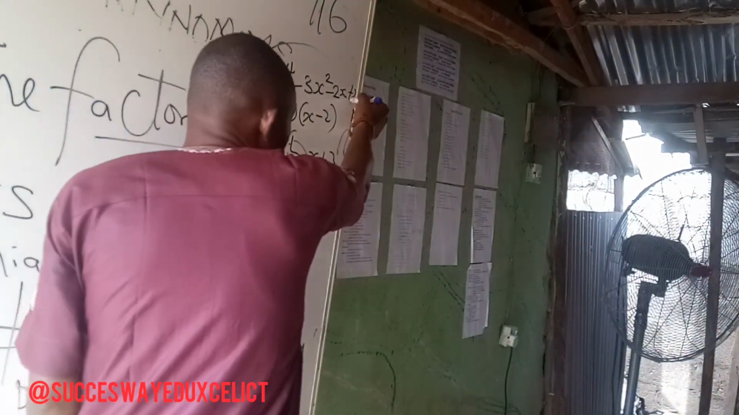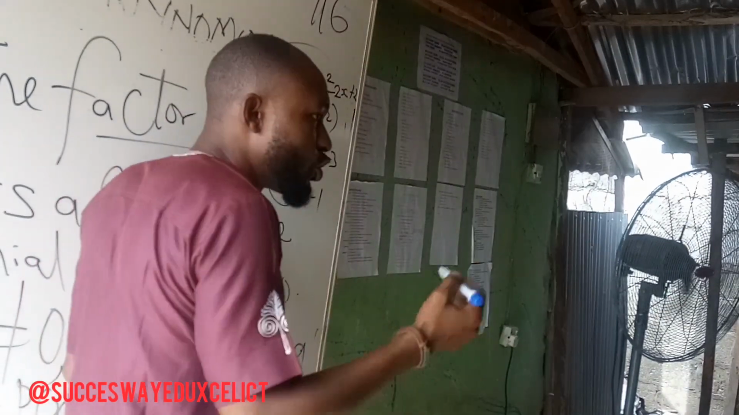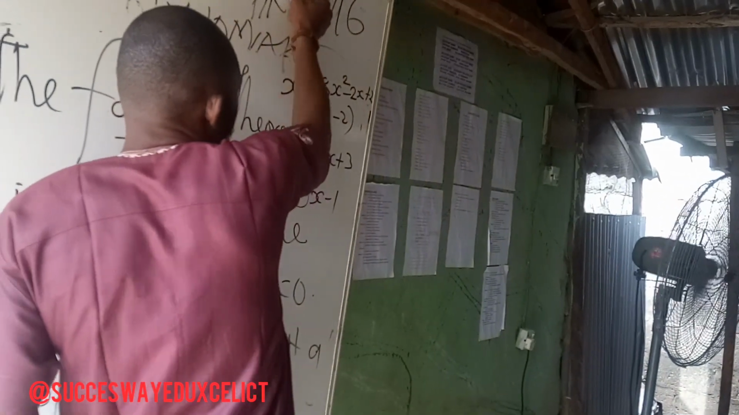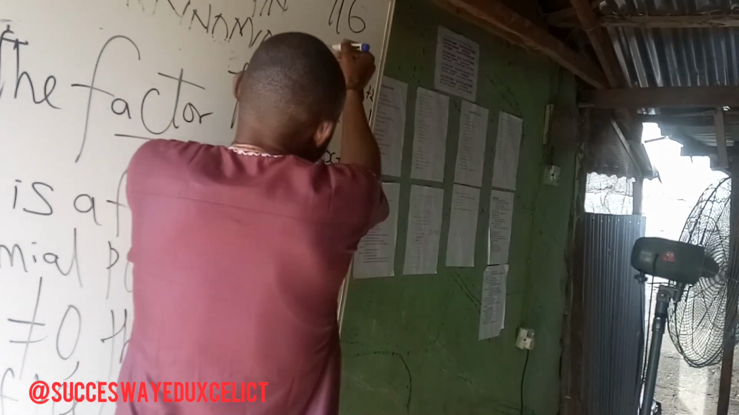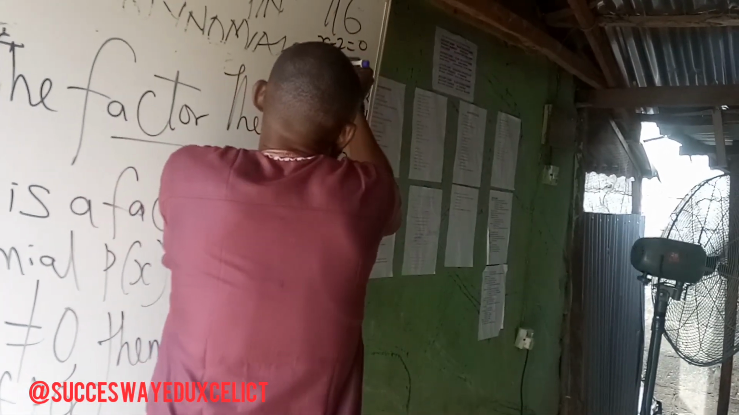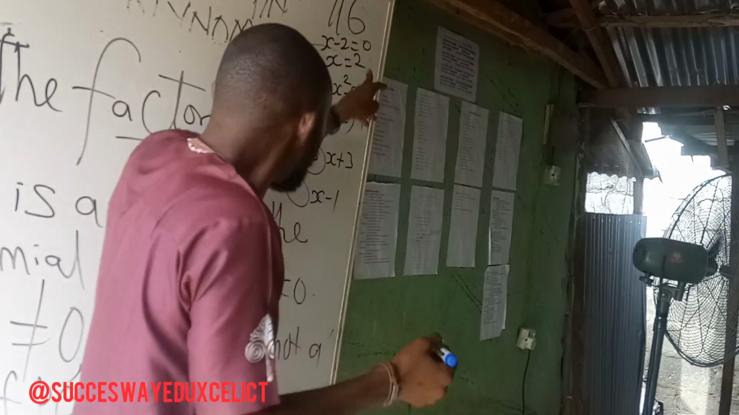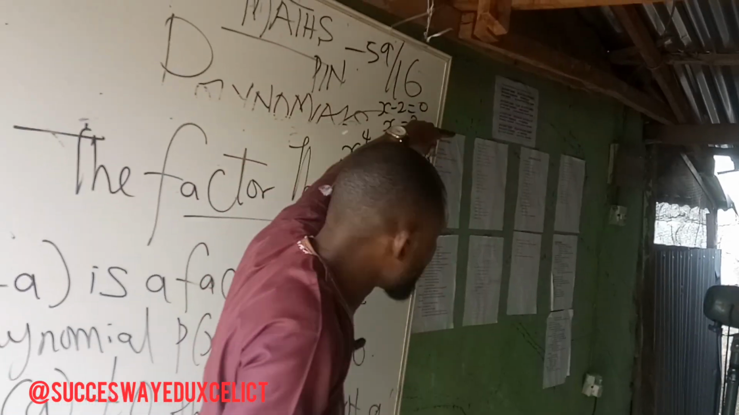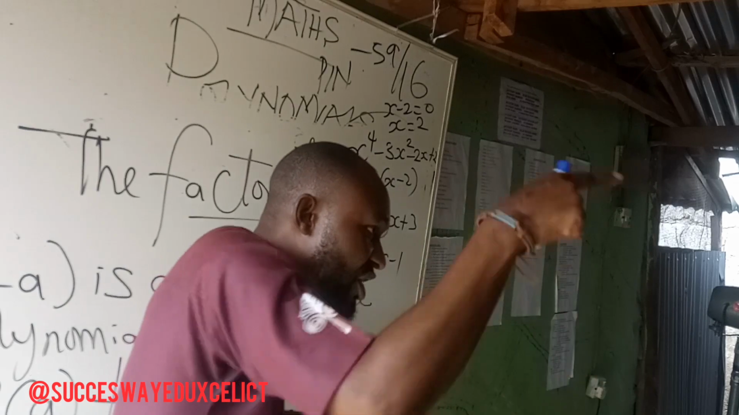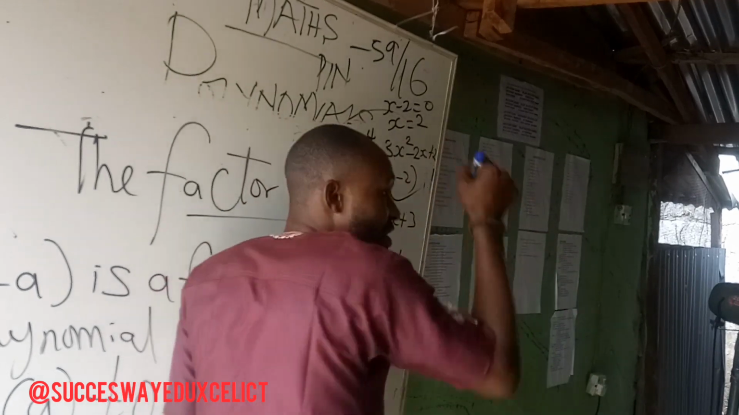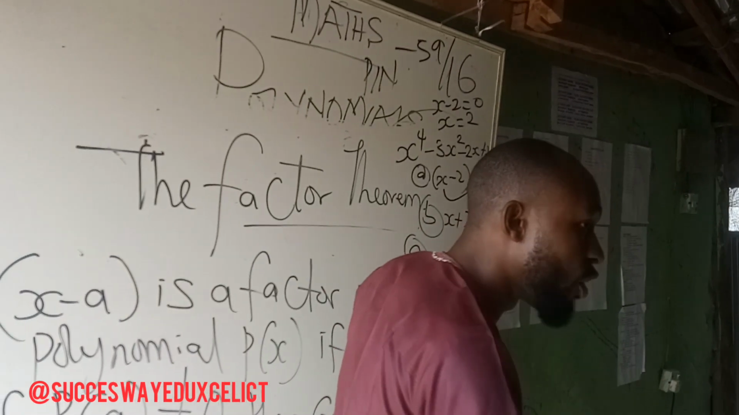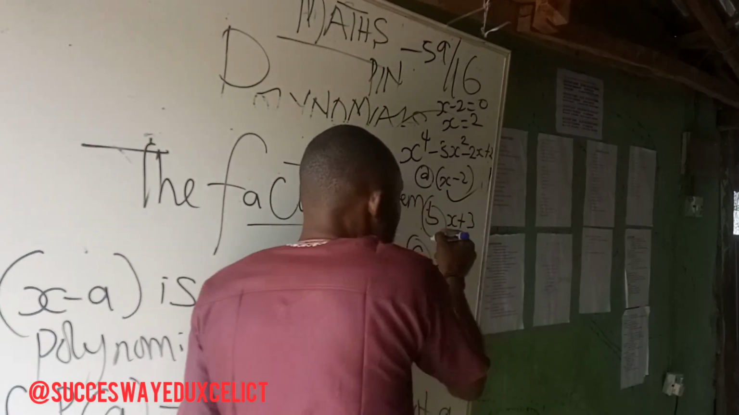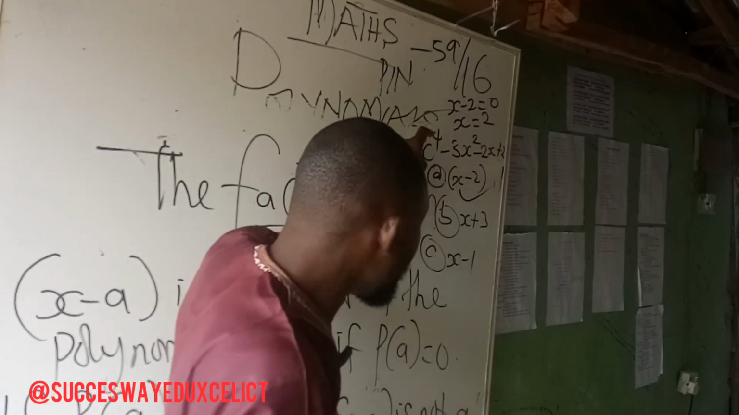For you to know which of these is a factor, you need to use what is known as PIN: Plug In your Numbers. You start with this. I'll bring this, x minus 2 equals 0. As such, x is equal to 2. This 2 here, I will substitute into this polynomial. If it gives me 0, it means x minus 2 is a factor of this polynomial. If it doesn't give me 0, it means x minus 2 is not a factor of this polynomial.